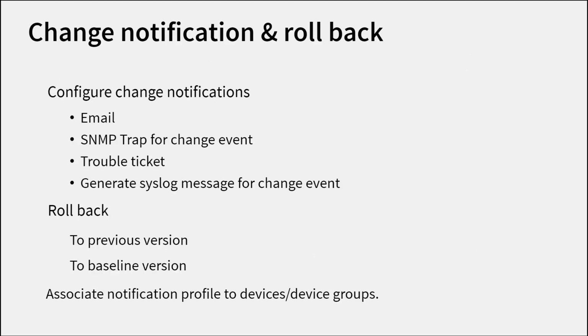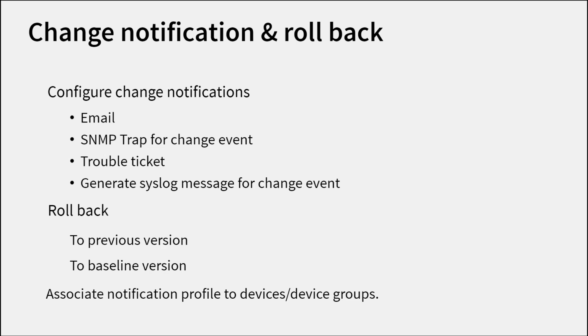So let's move on to change notification and rollback mechanism. So using NCM, you can receive change notifications via the following channels: via email, via SNMP trap for change event, via Trouble tickets, or you can generate syslog messages for every change event. You can also configure rollback mechanisms to its previous version or to its baseline versions.